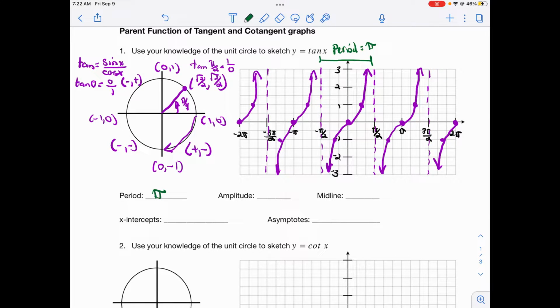I usually ask you to find the amplitude, but if you remember, our definition of amplitude was the distance from the midline to the maximum of the graph, or half the distance from maximum to minimum. But in this tangent graph, these arrows mean that it continues on forever down and forever up. So it doesn't have a max or a minimum. So a tangent graph has no amplitude. It has no max or minimum.